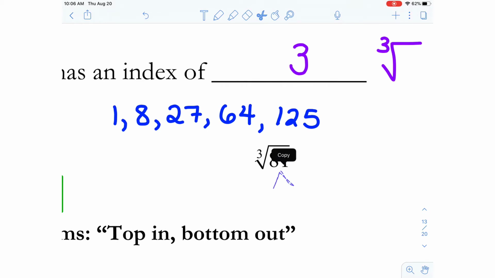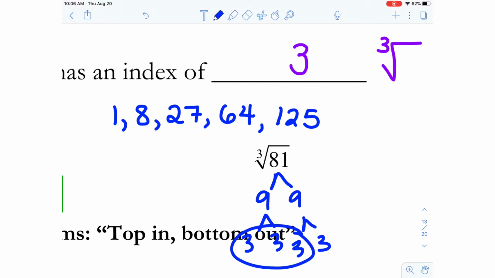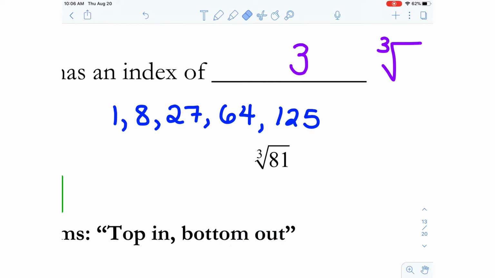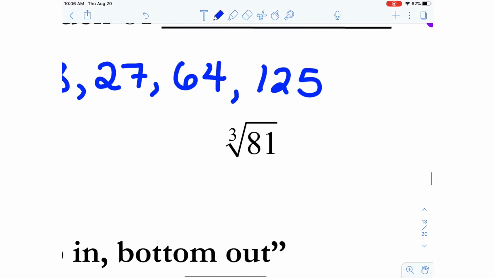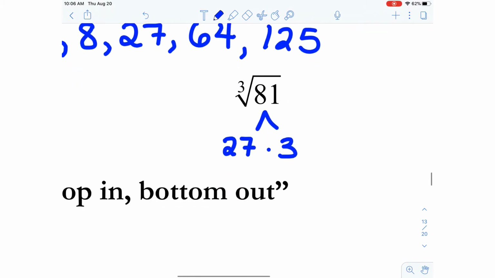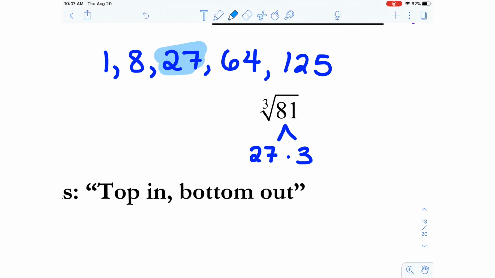So, 81. It's not 9 times 9 this time. Now, you could break it down 9 times 9, and then 3 times 3. This is the way I don't like. And then since it's a cube root, you're going to look for groups of 3 rather than groups of 2. I don't like that way. This is the way I would do this. 27 times 3 is 81. And notice that 27 is a perfect cube.